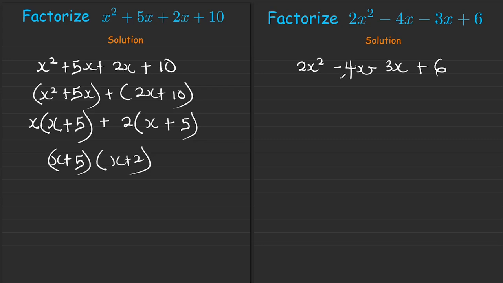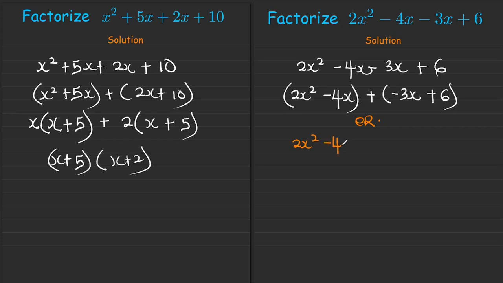Now this is where I would like you to pay close attention. So we have 2x squared minus 4x. We can put that in one group. But for this group here, you realize that there's a negative in front of the 3x. There are 2 ways you can write it. You can either continue with your plus, and then you put the whole of the negative 3x plus 6 in a bracket.